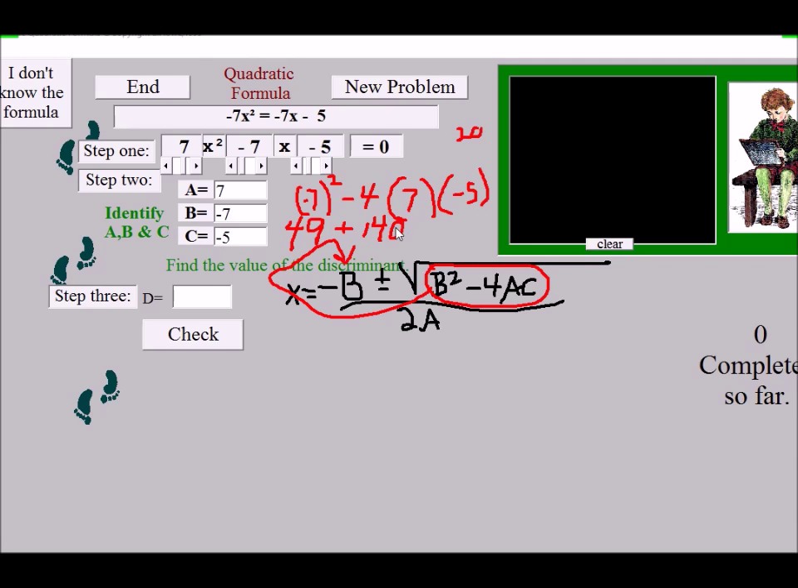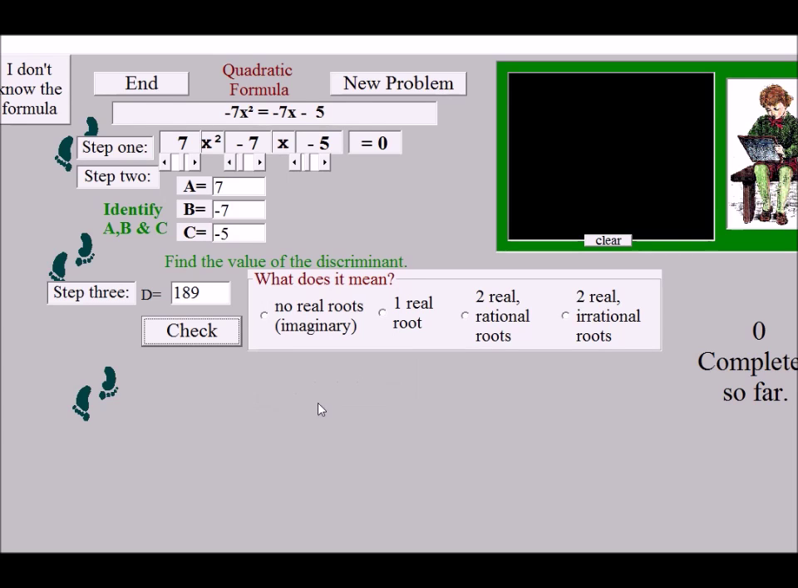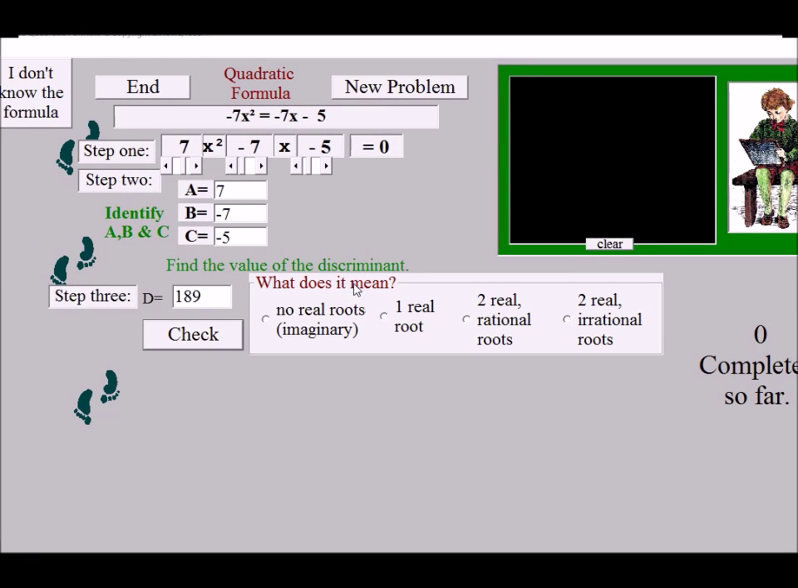So it looks like my discriminant is 189. I've got to minimize this and put 189 in here and check, make sure my arithmetic is right. Check, and it says that's correct. And now what does this mean? Now, let's focus. That discriminant is the part that's under the radical, b squared minus 4ac.